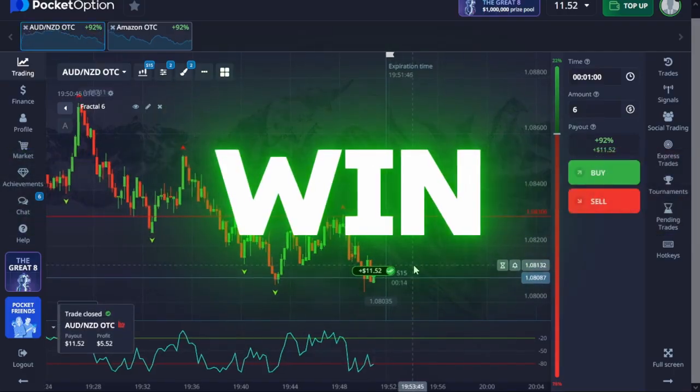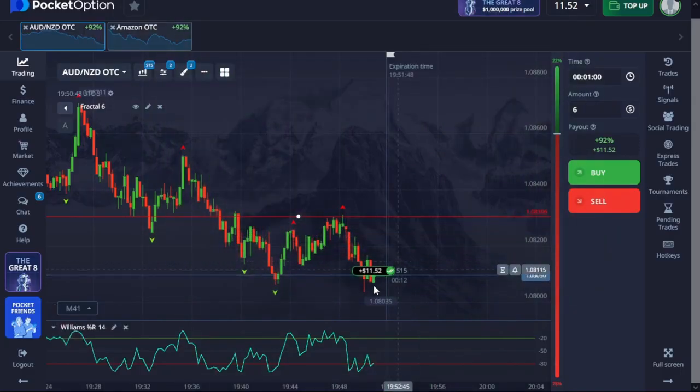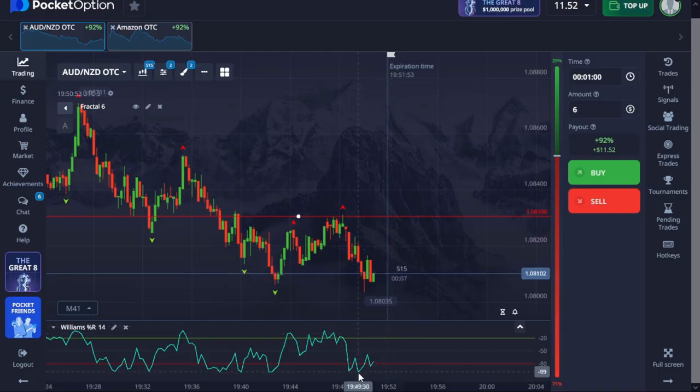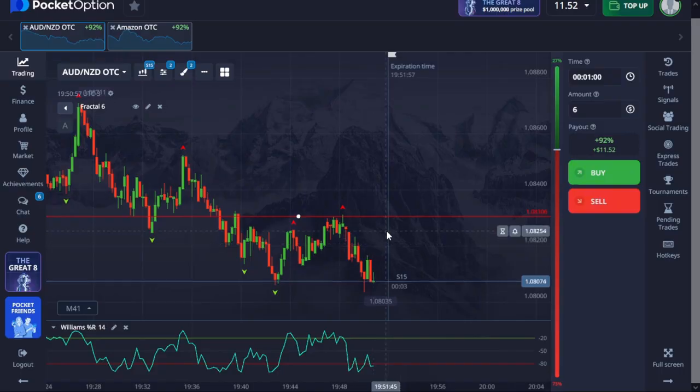Closing the first operation. Look at that position again, all this on Wednesday OTC, guys. The Williams indicator was in the zone. It is already going down. It is the sales zone, the price falling back. The fractal was marked. That's how the strategy works.